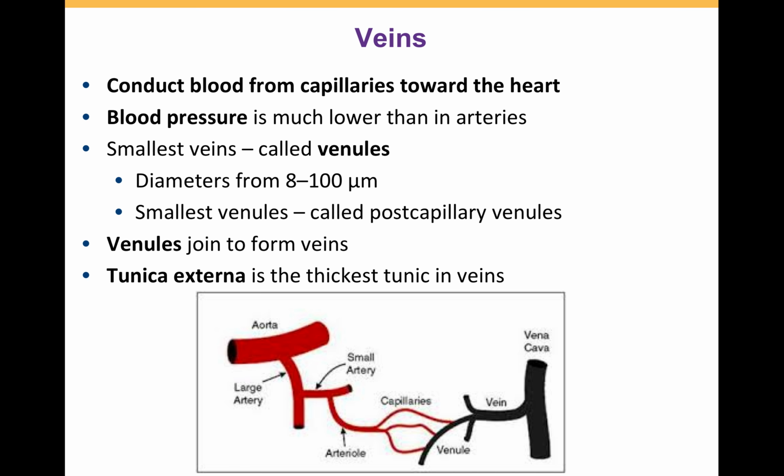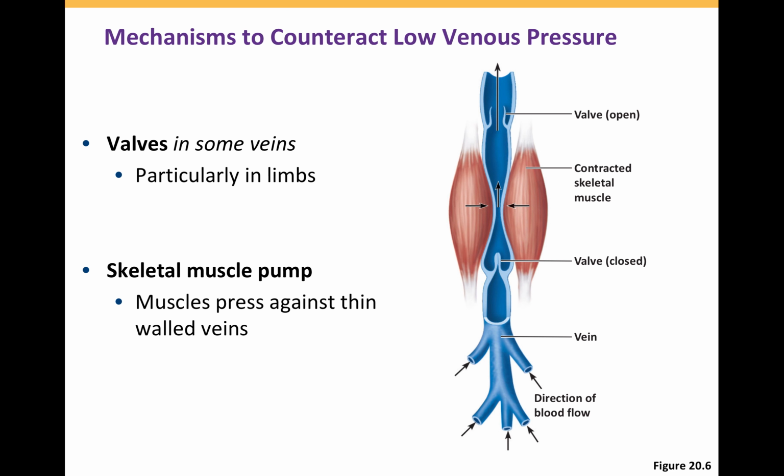Compared to that, in muscular arteries, typically the tunica media is the largest among the three layers. So that would be considered one of the main differences.